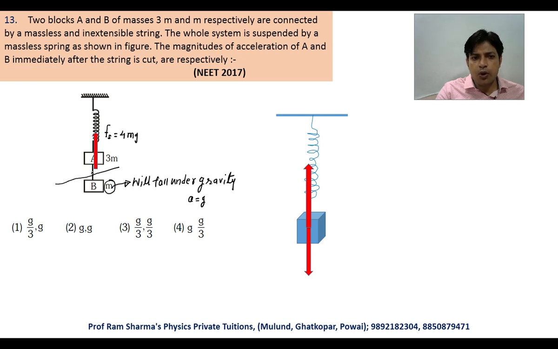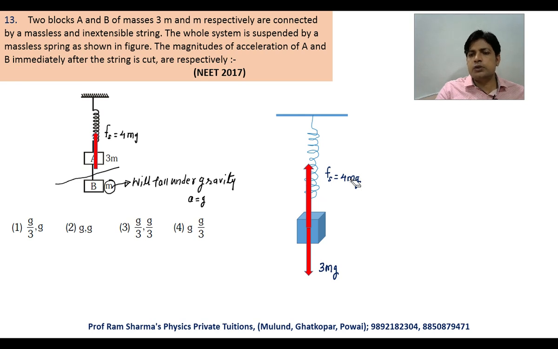Now B is being removed from the system. What was the initial spring force? 4 mg. Believe me, even when you remove the block B, the spring force Fs will be 4 mg only. It won't change. And this block has a weight of 3 mg. So that means even when the string is cut, the spring force does not change immediately. I mean, it will change, but right now it will not change immediately. That means immediately after the string is cut, the spring force will remain the same.